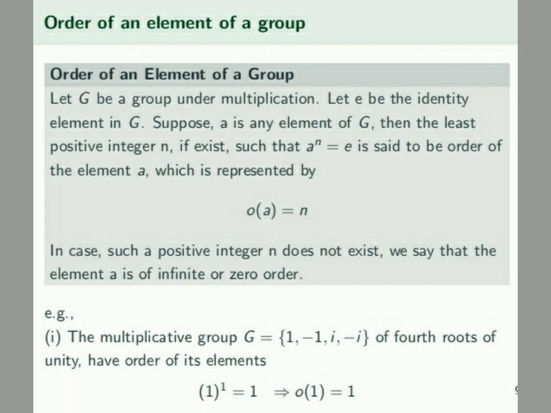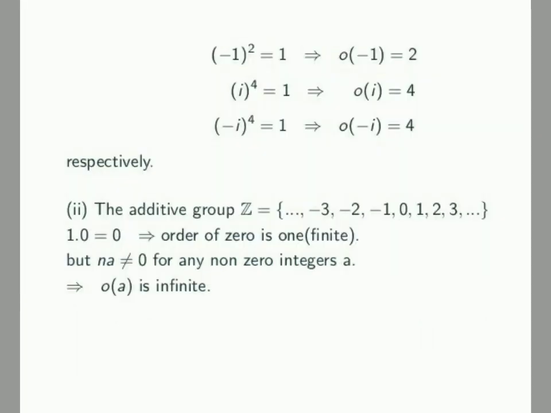For example, consider the multiplicative group G equal to the set of all 1, minus 1, i, minus i, the fourth roots of unity. The orders of the elements are: first one, 1 power 1 equal to 1, that is order of 1 equal to 1. Second one, minus 1 whole square equal to 1, that is order of minus 1 equal to 2. Third one, i power 4 equal to 1, that is i square into i square equal to minus 1 into minus 1. Therefore, order of i equal to 4.